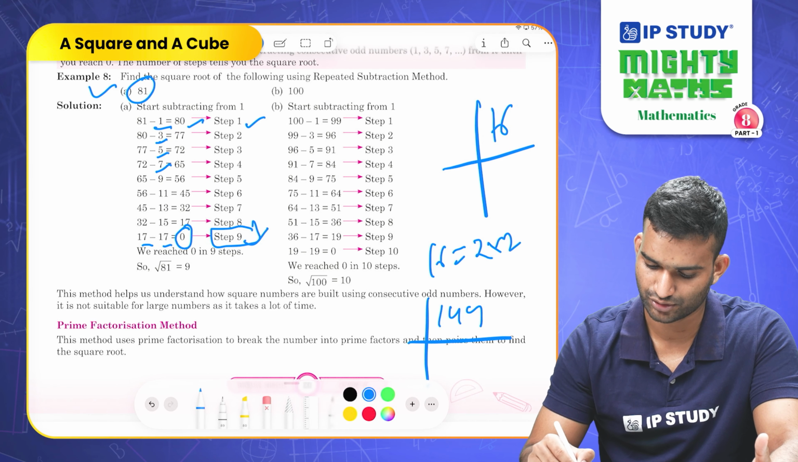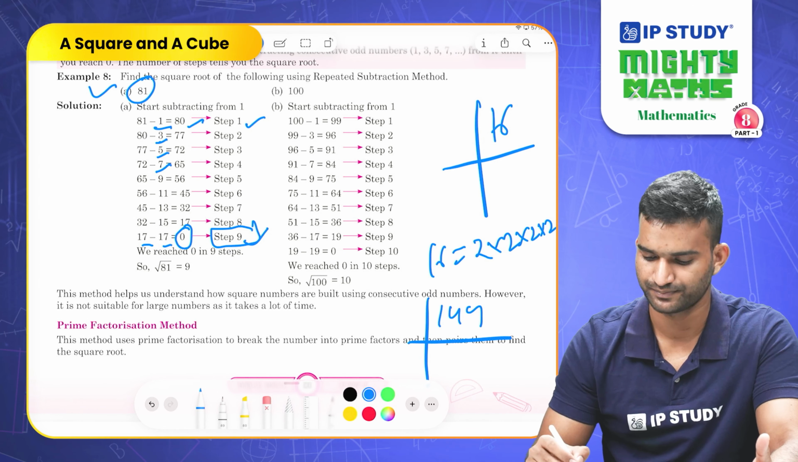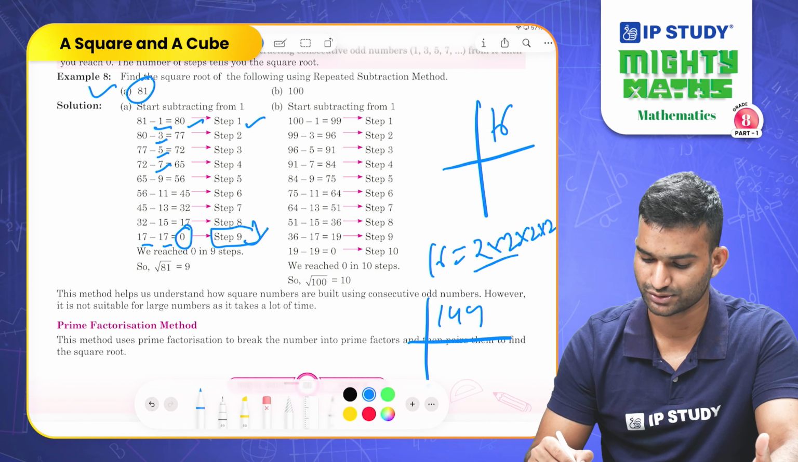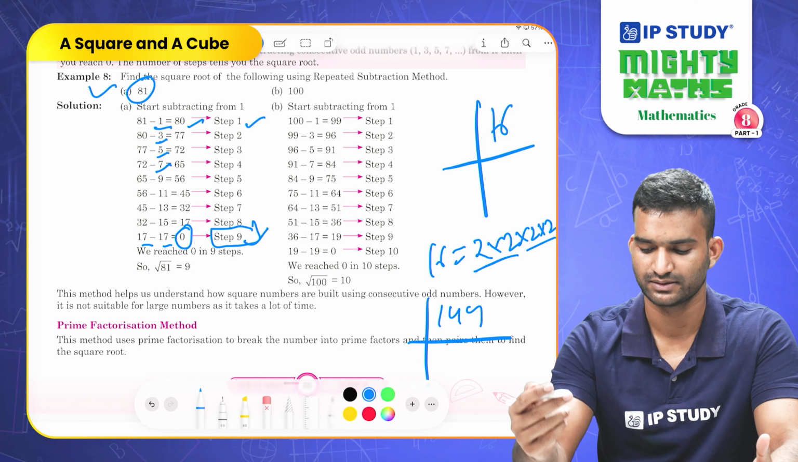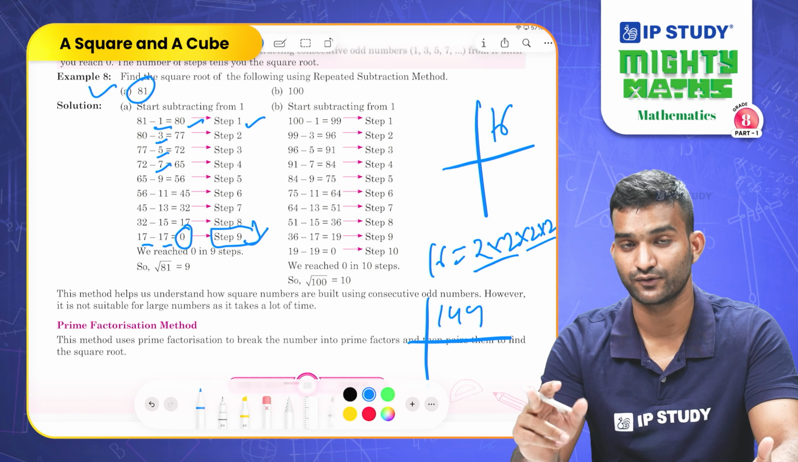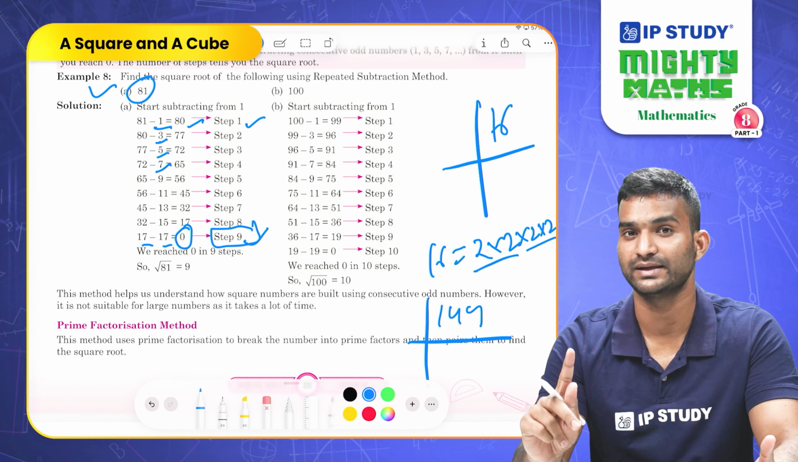That are 2 cross 2 cross 2 cross 2. Now look for pairs. So 2 cross 2 is a pair and 2 cross 2 is a pair. So there are 2 pairs of 2. For square root, we count 2 pairs as 1.